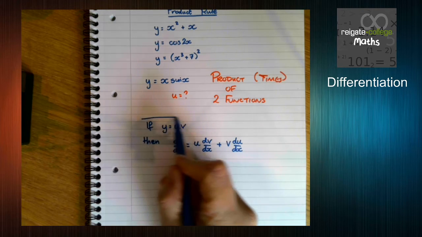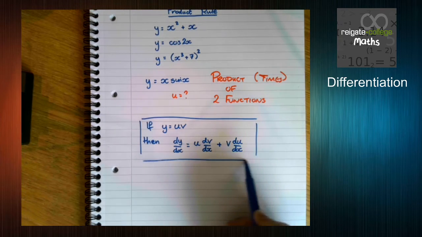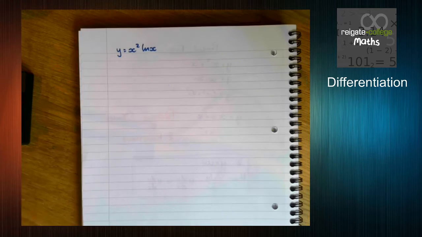This rule you must learn. It is not in the formula book. The rule that we're going to look at in the next video, the quotient rule, is in the formula book, so you don't have to learn that. So what we're going to do is have a look at a few examples to show you how to use the product rule and to lay out your answer.